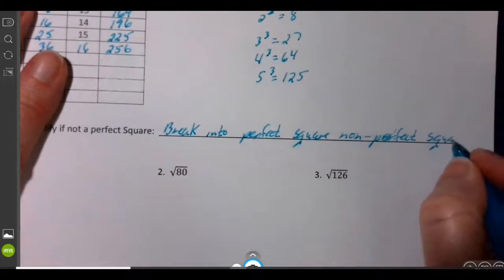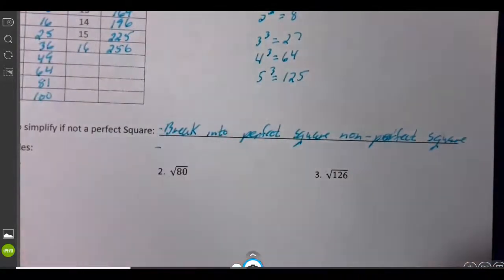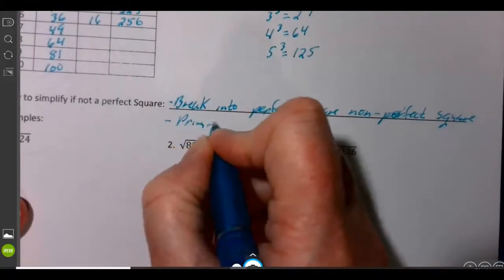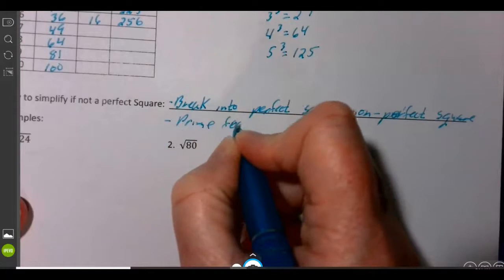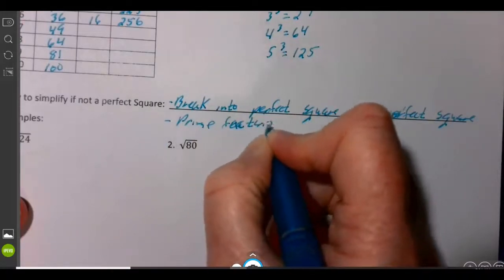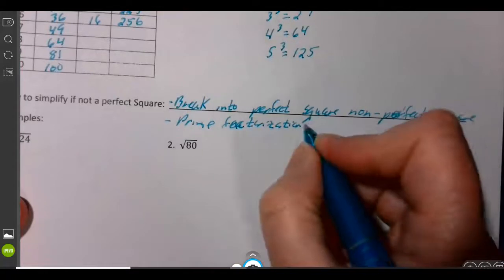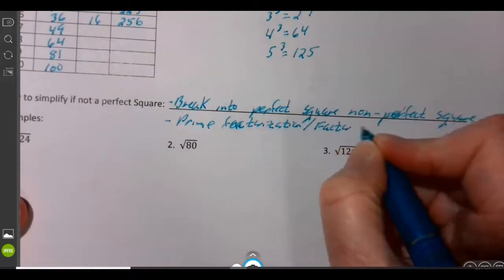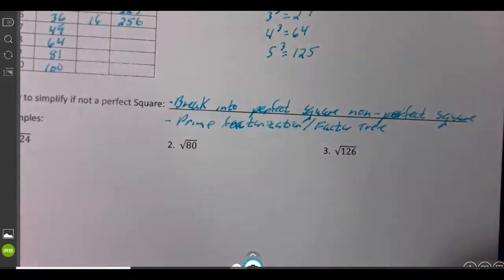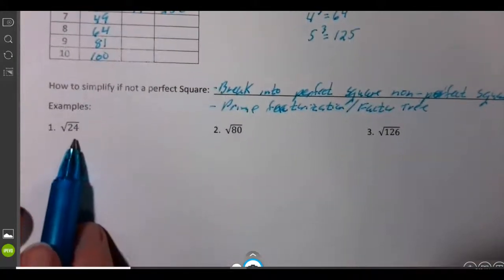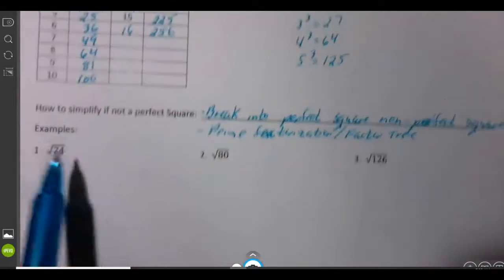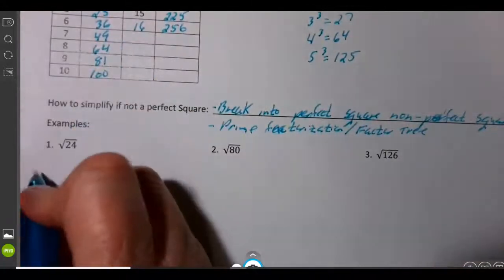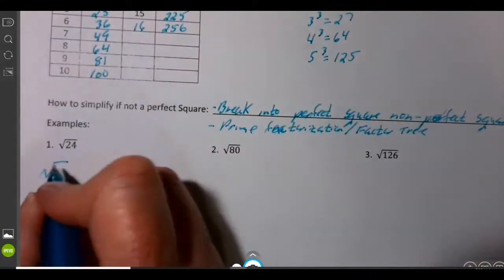Okay. The other way you can do it is if you do prime factorization. So, factor tree. And I'll show both. See what you remember. Okay. So the first method that I use is I break it into perfect square, non-perfect square. So I want to find the largest perfect square that goes into 24. And you can find out that largest perfect square is 4. So I break it into, here's my perfect square.